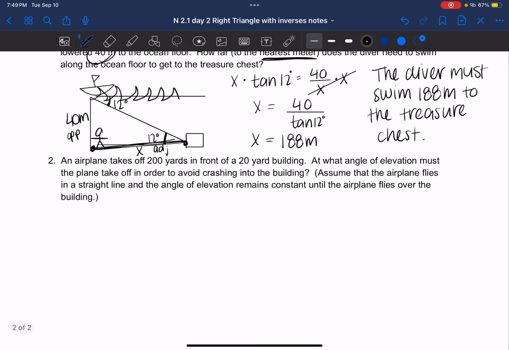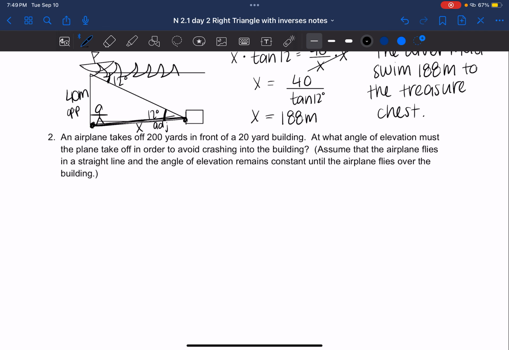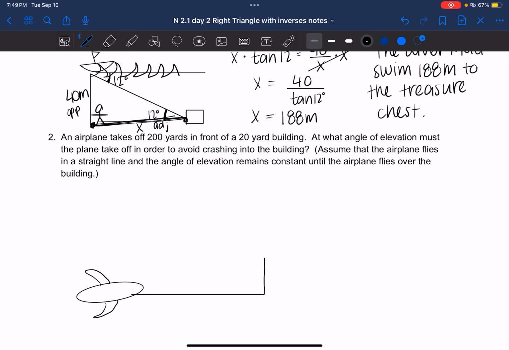Okay, our second example says an airplane takes off 200 yards in front of a 20-yard building. So I've got this airplane over here, and it is 200 yards away from a 20-yard building. So 200 yards to this 20-yard tall building. It then says, what is the angle of elevation the plane must take off in order to avoid crashing into the building? So angles of elevation would mean I'm looking upward. So that would be from the plane up toward the top of the building. So I'm looking to find this angle here.